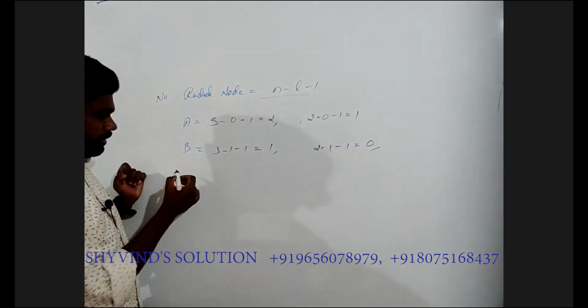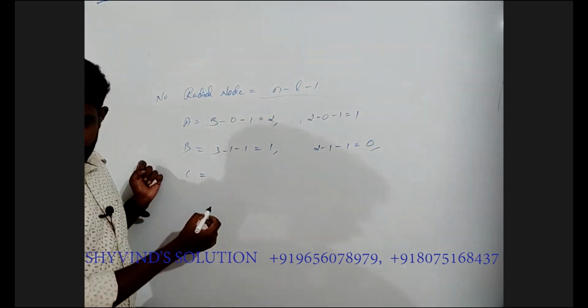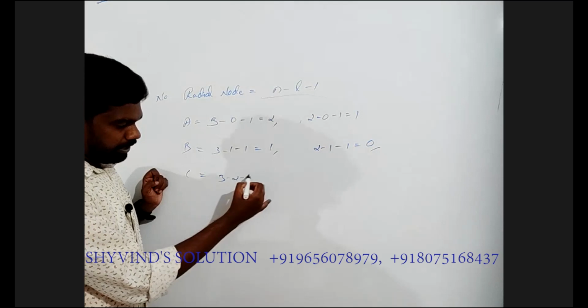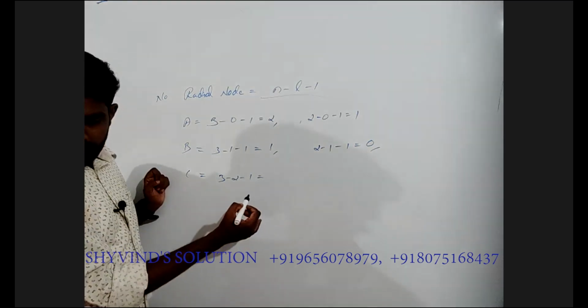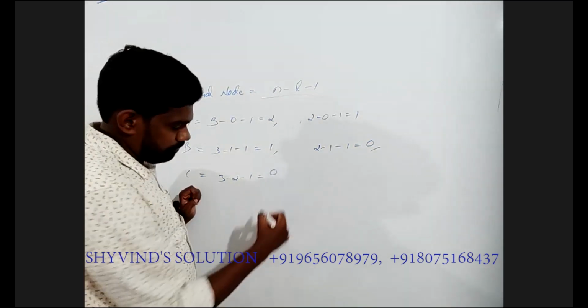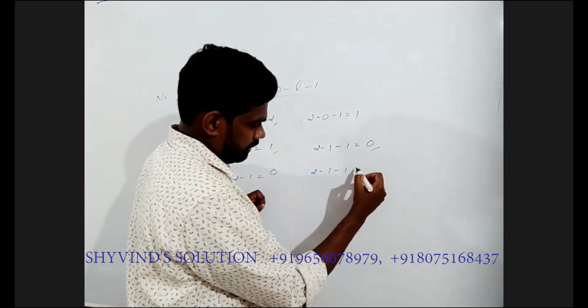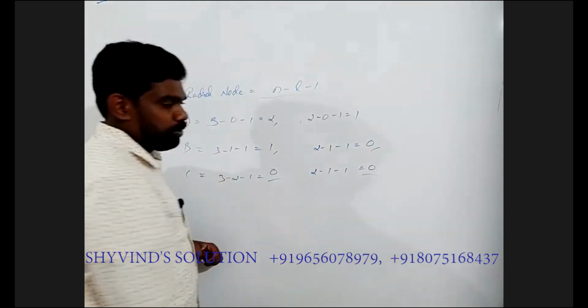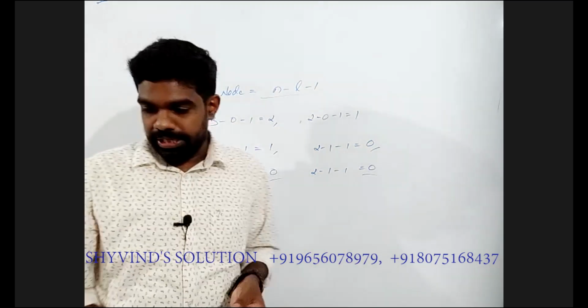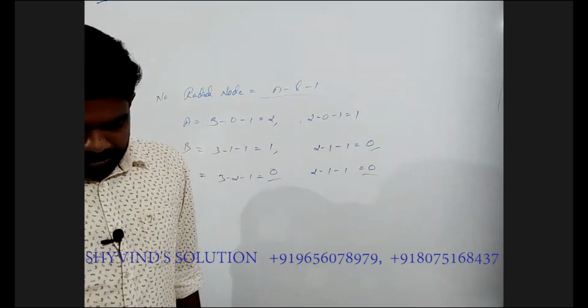And next, option C: 3 minus 2 minus 1 equal to 0. The next one, 2 minus 1 minus 1 equal to 0. So both of these are equal. So the answer is option C. The answer is option C.